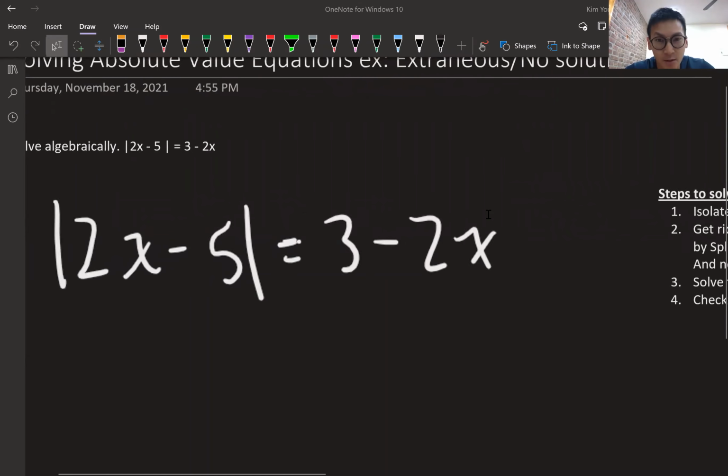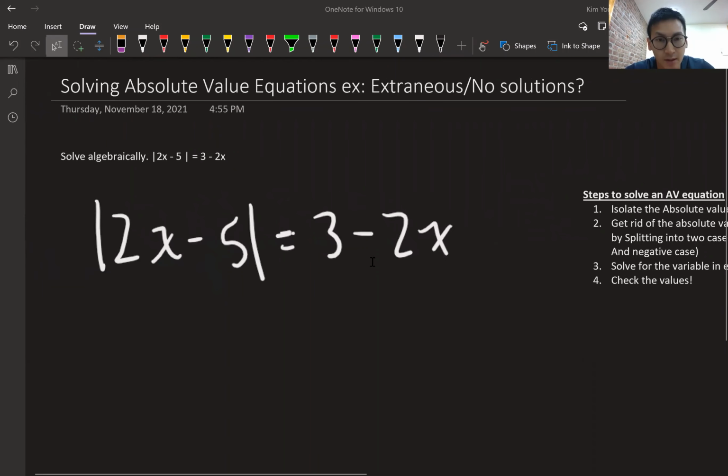This is the example that we talked about in class, where you're solving an absolute value equation, and this one turned out to have no solutions at all. And you're doing this algebraically.